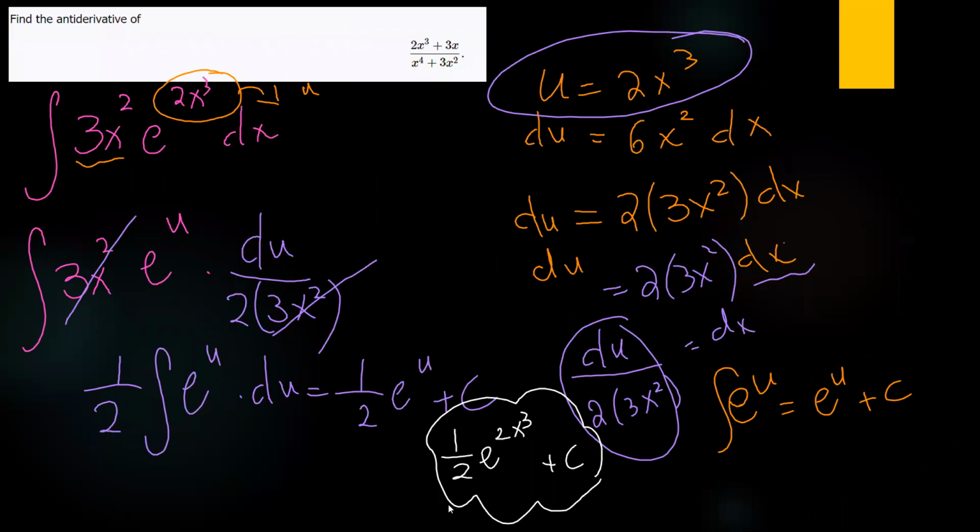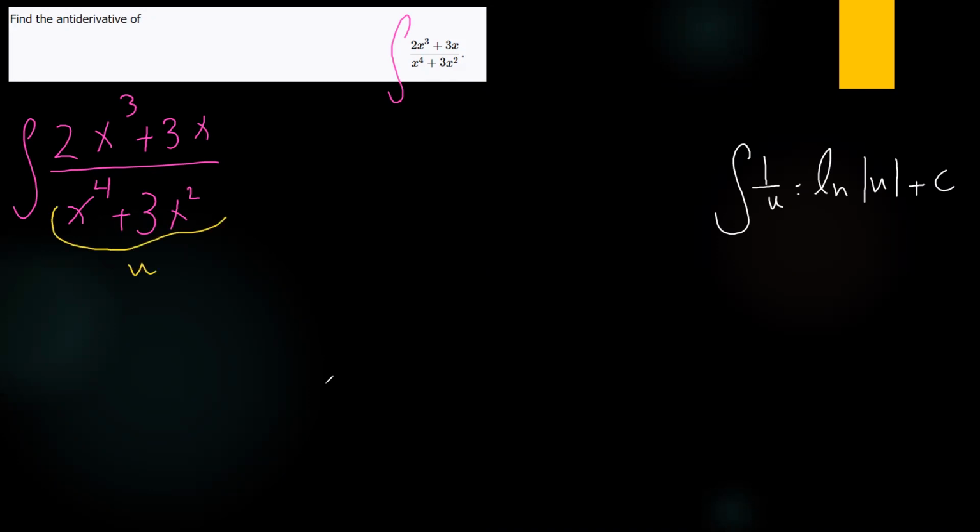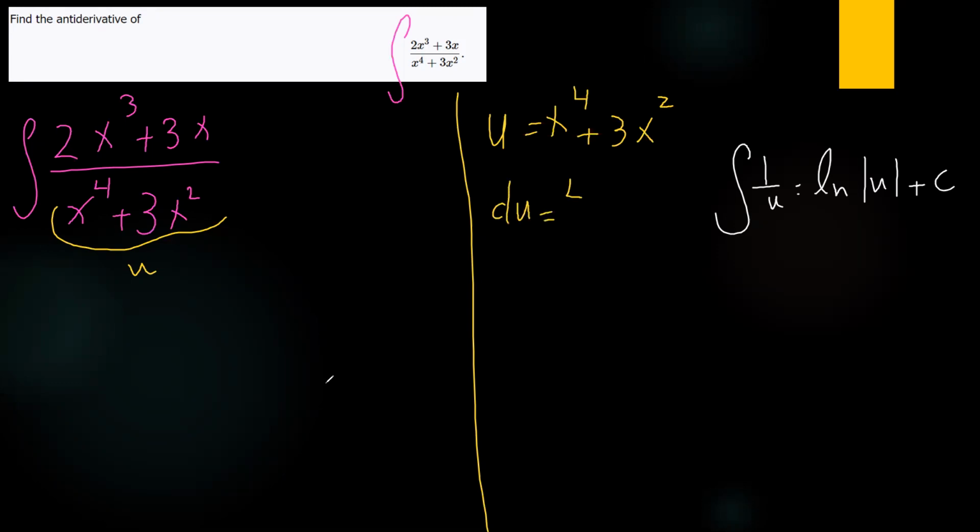Now let's talk about the last part, which is the integration or the antiderivative of 1 over u. Let's remember that the integration of 1 over u is the natural log of the absolute value of u plus c. So here we have to find the integration of 2x cubic plus 3x over x to the power 4 plus 3x squared. The first step, you have to assume that this is u. So let's say that u is x to the power 4 plus 3x squared, so du will be 4x cubic plus 6x dx.